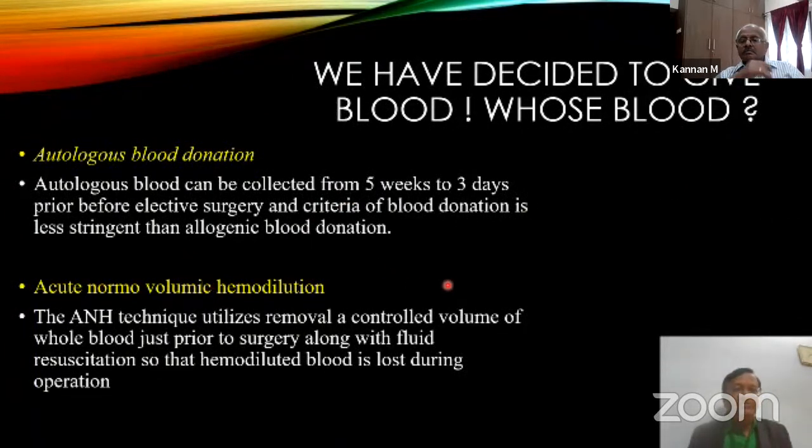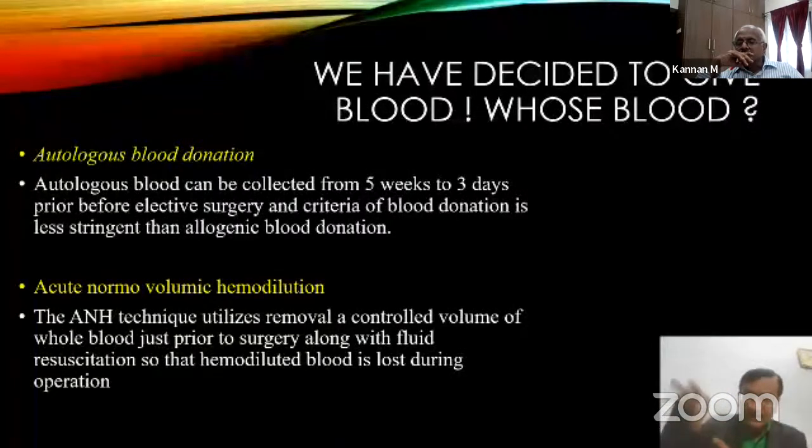What is acute normovolemic hemodilution? I'm not going into the details of these things because it's a different topic, blood conservation strategies. You get the patient on the day of surgery, remove blood and give crystalloids 3 times and then use the blood after the surgery. The basic purpose is, now you have taken out 350 ml and you have given 1 liter. Now the 1 liter is diluted with your whole blood. Now, if the patient bleeds 350 ml, there is some RL also bleeding. Your Ringer lactate also is coming out.